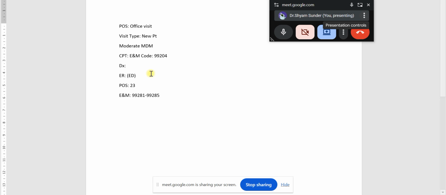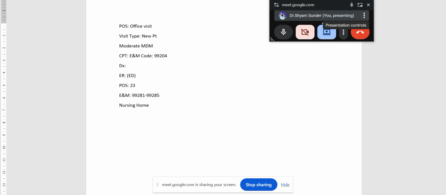Very good. So if it is a nursing home, for example, the patient is admitted in a nursing home, the codes are 99304 to 99316, right? That's all. If you know the place of service, you should be able to identify the E&M codes immediately.